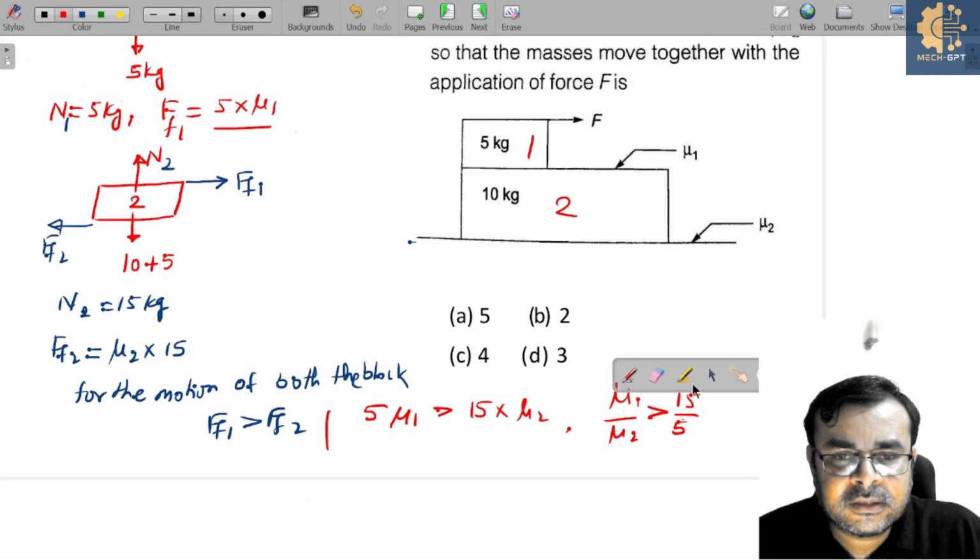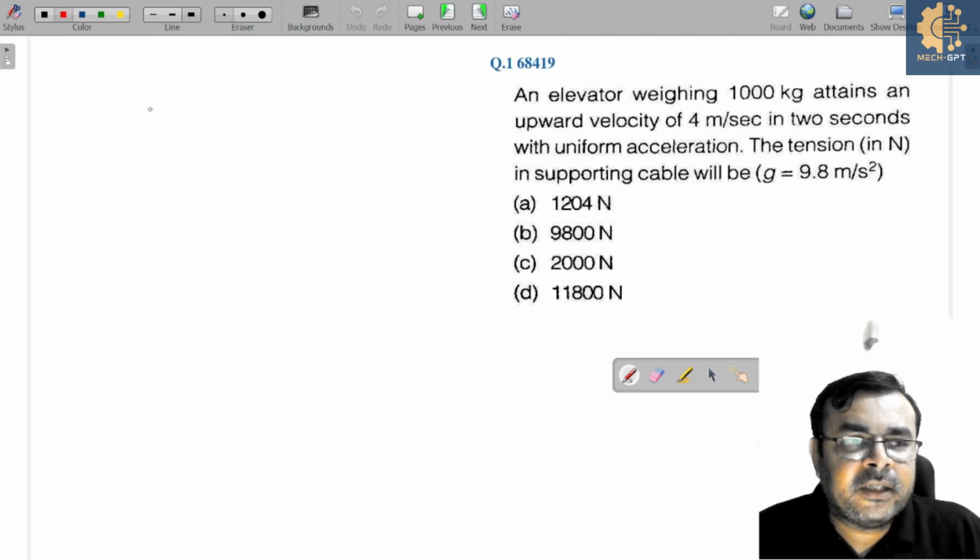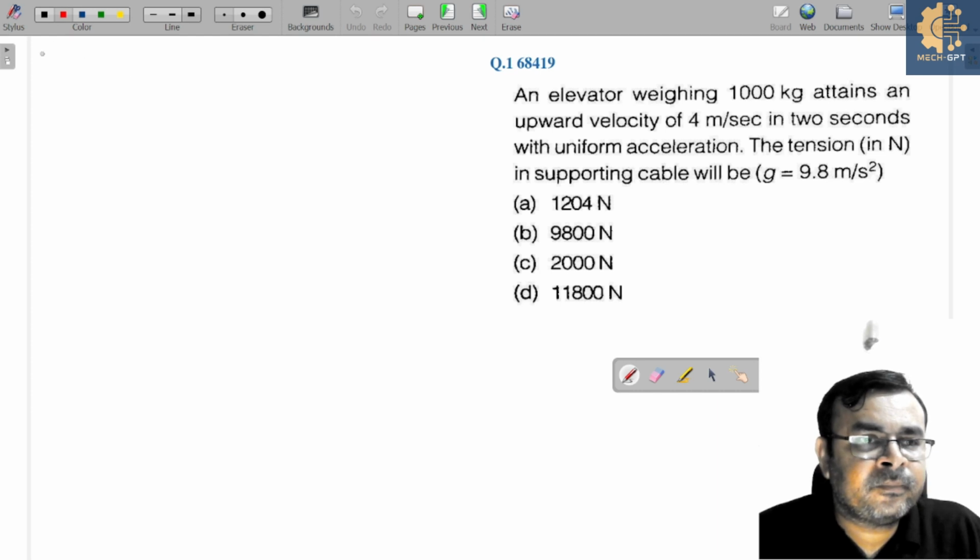So which gives us mu1 by mu2 greater than 3. So this is the answer. So option D will be the right answer. Okay, so what about this?